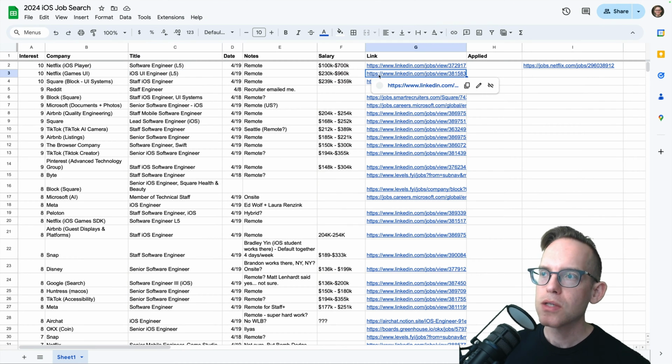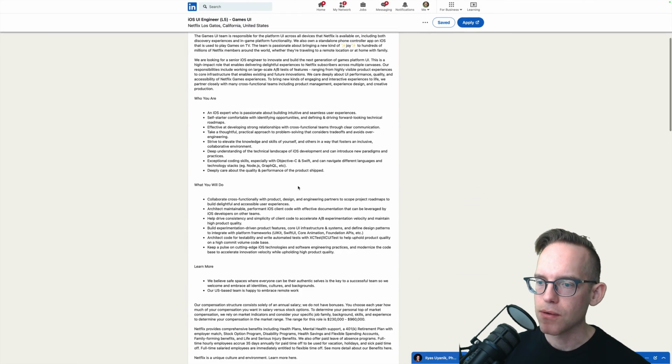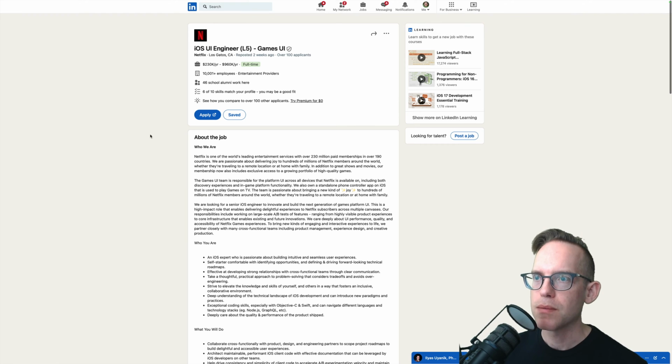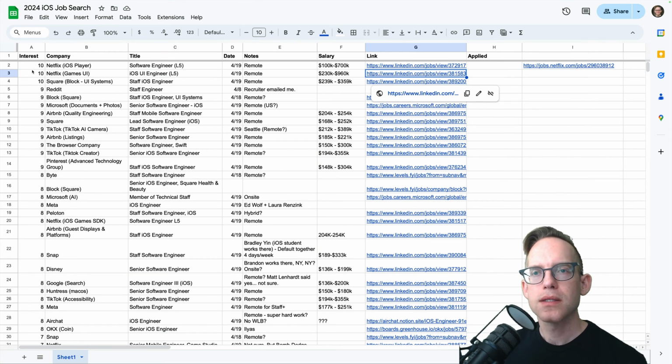The Games UI one looks interesting. I was just looking at this. It's doing UI kit over games and stuff, and I've done that with my Bomb Dodge game, so that sounds somewhat appealing. These are some of the top ones. I think this one was doing something with Bluetooth.